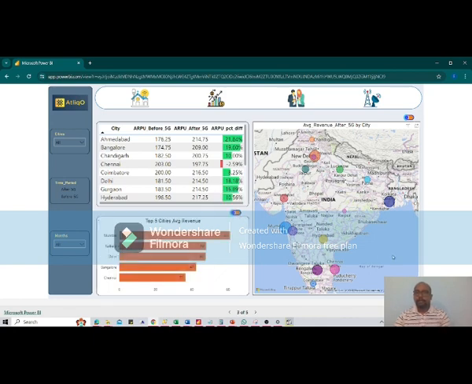Right? And the map here depicts a similar thing, but it also gives us a clearer picture where we can look at the values as per the bubble size on the map. Average revenue post the launch of 5G: Delhi, Mumbai, Bangalore, Kolkata, Chennai are all providing us a similar kind of revenue.